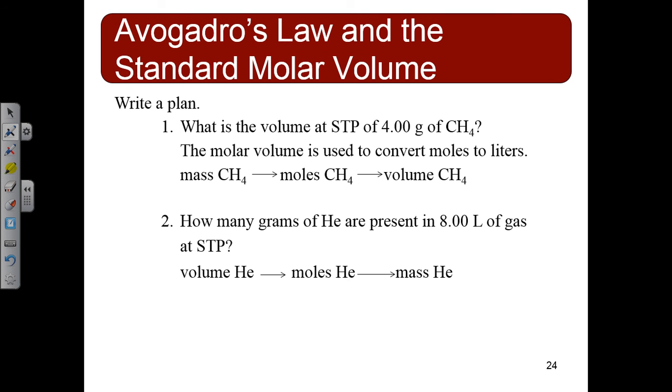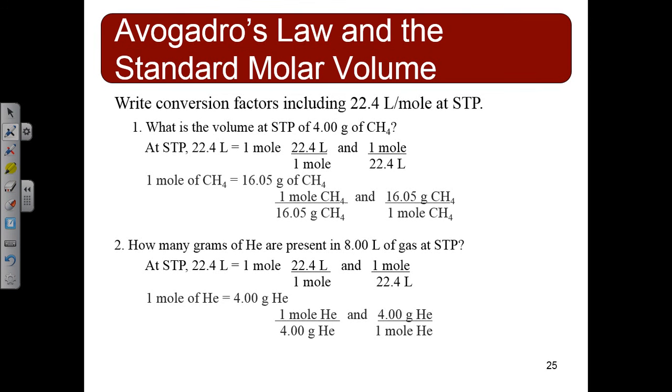Okay, here we're going from volume to moles. Once again, what's our relationship between volume and moles? Okay, 22.4. So we'll have to use that first here to get moles. And then to go from moles to grams, we just simply multiply, right, by the molar mass. Okay, so if we think about what conversions we need, here they are.